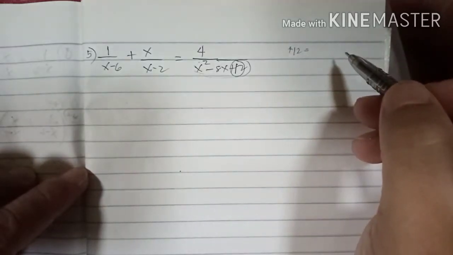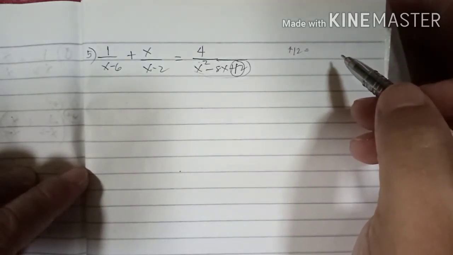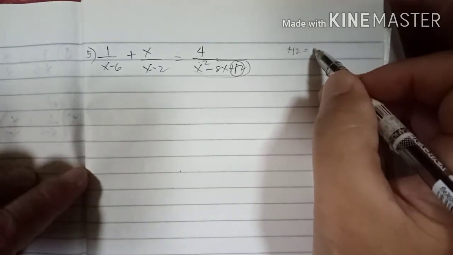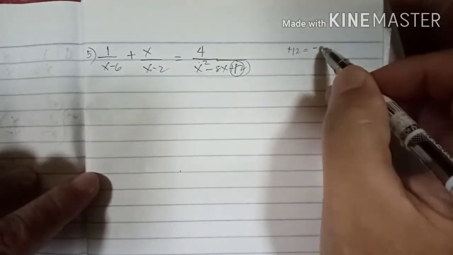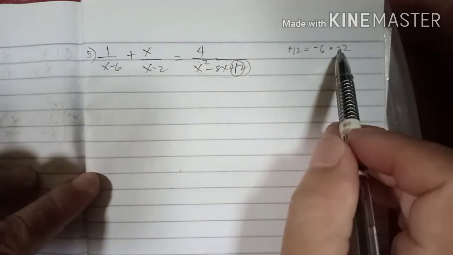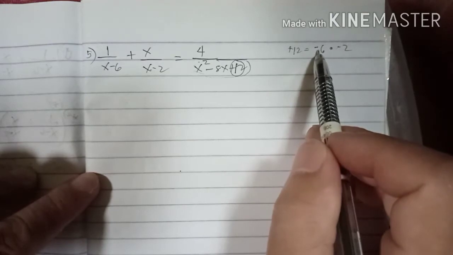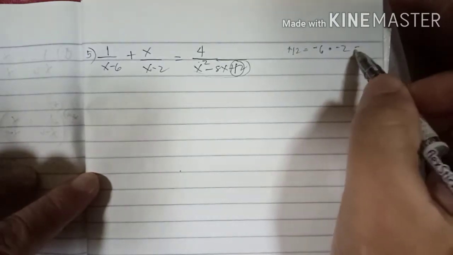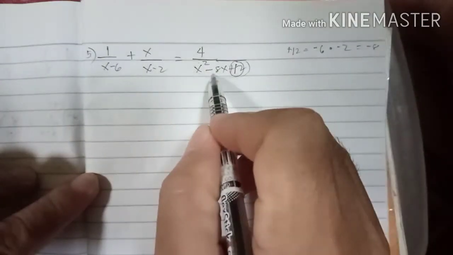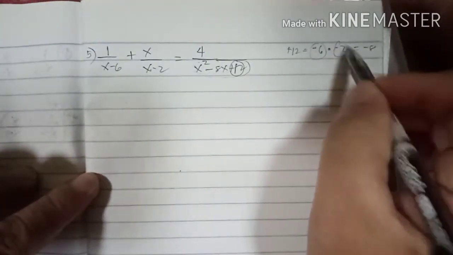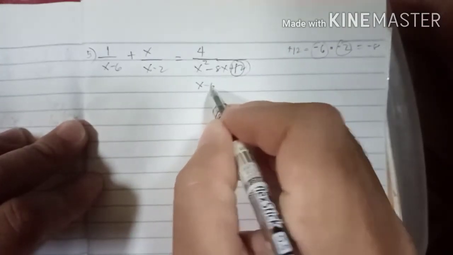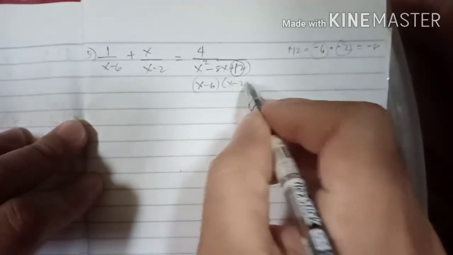What is a factor of positive 12, wherein if we combine its factor, we could come up with negative 8? So obviously, positive 12, its factor is negative 6 times negative 2. So negative 6 times negative 2 is positive 12. And if we combine this negative 6 and negative 2, its combination is equal to negative 8. And here is negative 8. So this is correct. So to write this into a factor, that becomes x minus 6 times x minus 2.